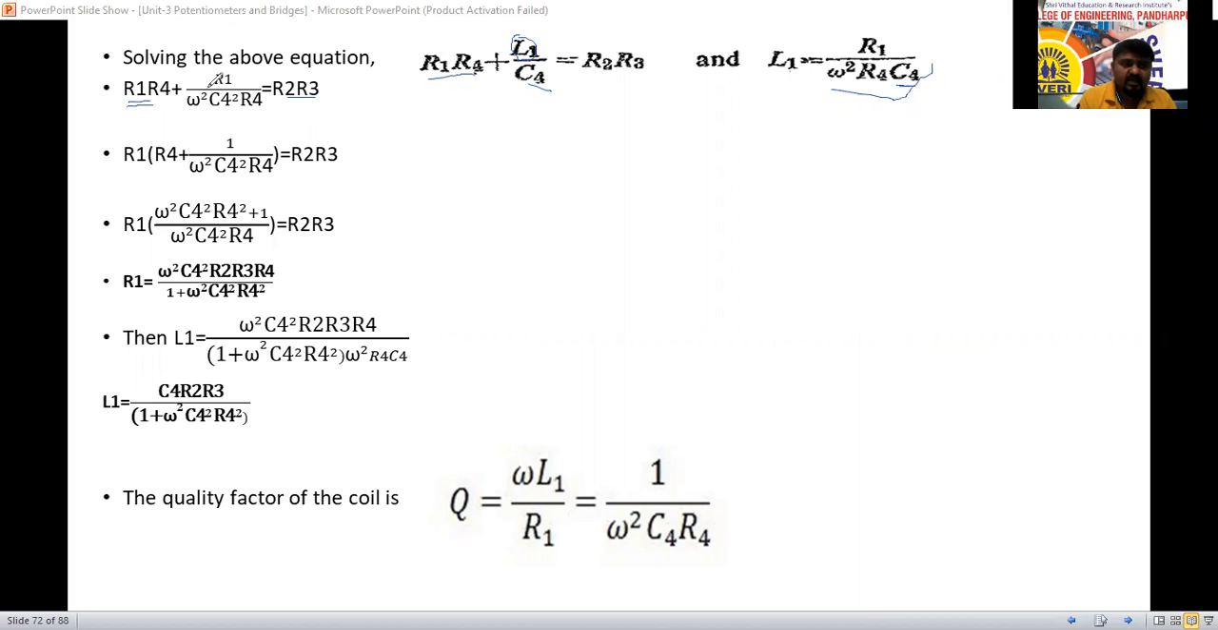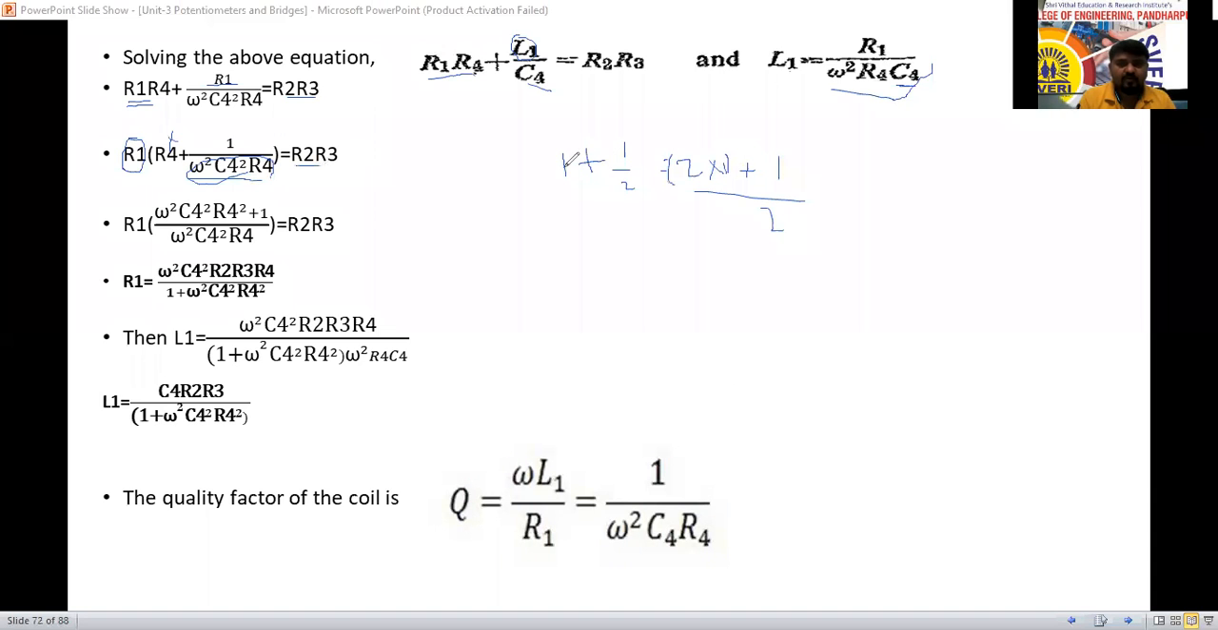Here the R1 term is there. What I will do, I will take the R1 term outside here now. R4 plus 1 by omega square C4 square R4 equal to R2 R3. Okay, this one here now. So taking the LCM of this, this whole thing is going to multiply into R4 here. Yes, 1 plus 1 by 2, how will you write that one? 2 into 1 plus 1 divided by 2, that is how we write it, no?